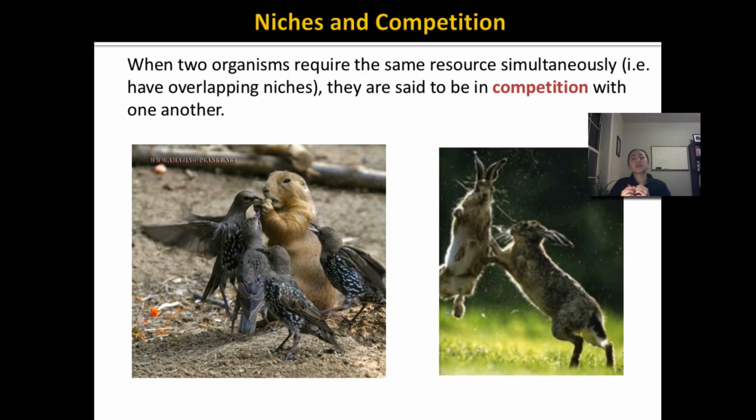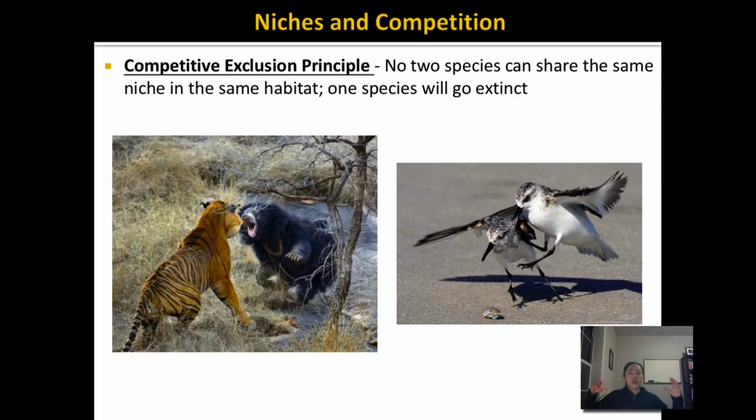However, when two organisms require the exact same resources simultaneously, or their niches overlap to an extreme level, they are said to be in competition with one another. And if those niches are exactly identical, so all the requirements they need to survive are identical, then this refers to what we call the competitive exclusion principle. This principle states that no two species can share the exact same niche in the exact same habitat. One species will go extinct and the other will outcompete the other one.